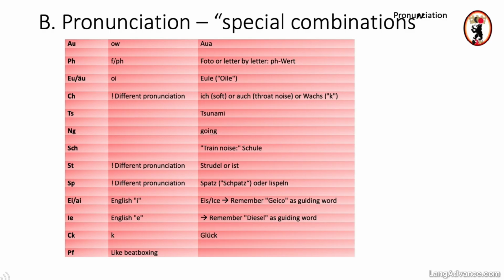I like to call the following combination train noise, because that's how it sounds. Sch. An example would be Schule, school. Keep in mind that it is a soft noise. The C is consumed by the team.